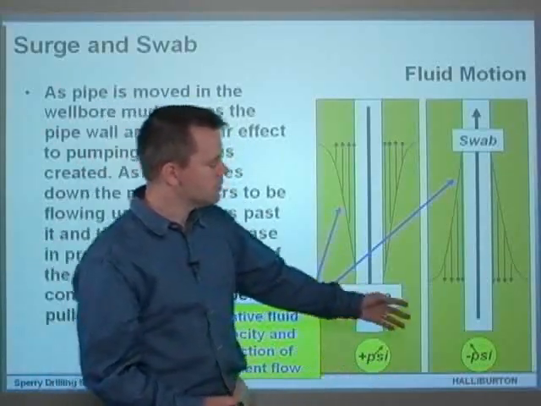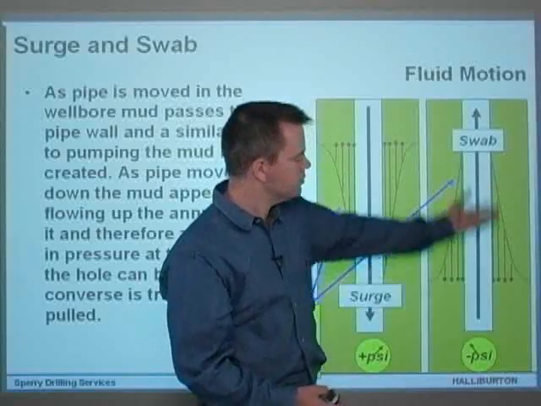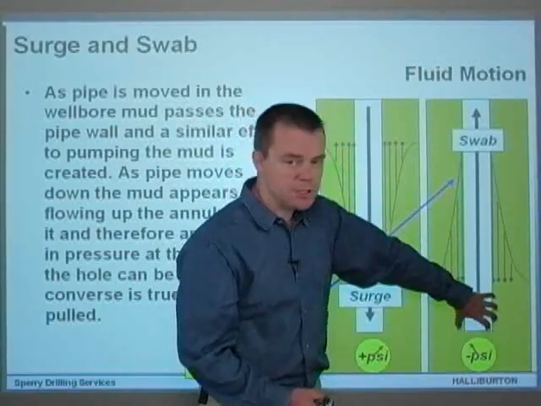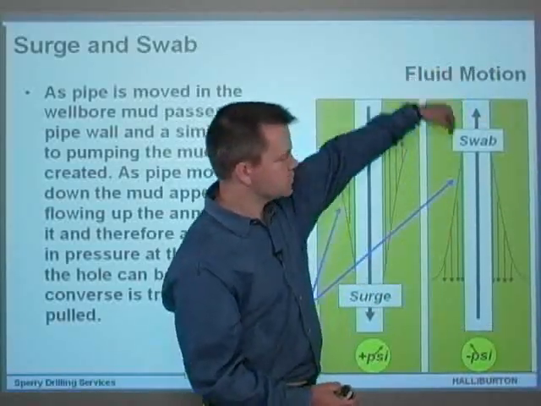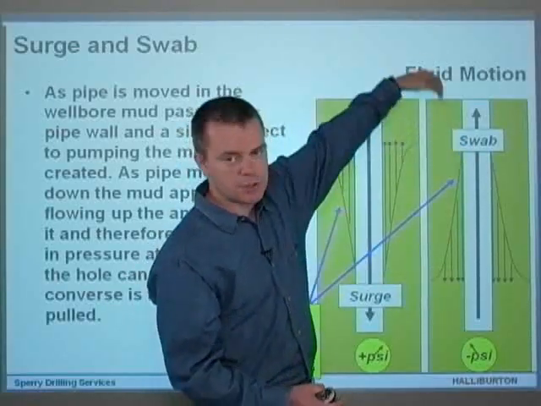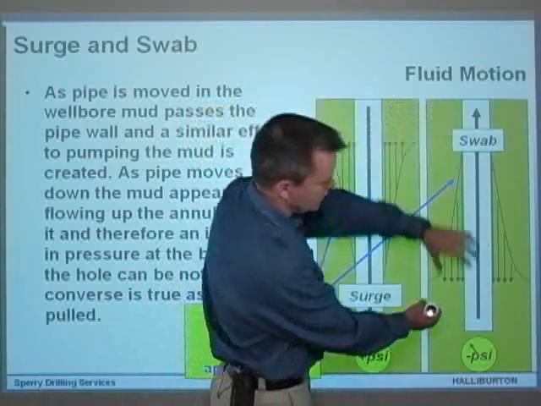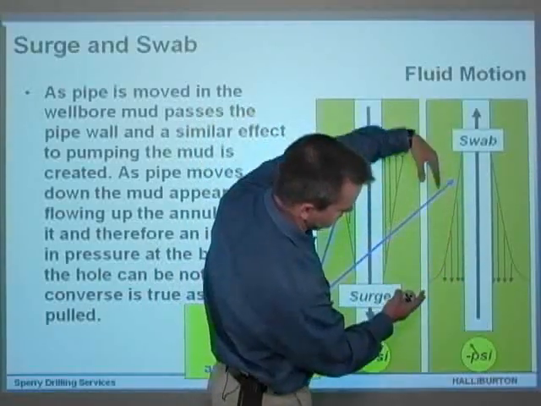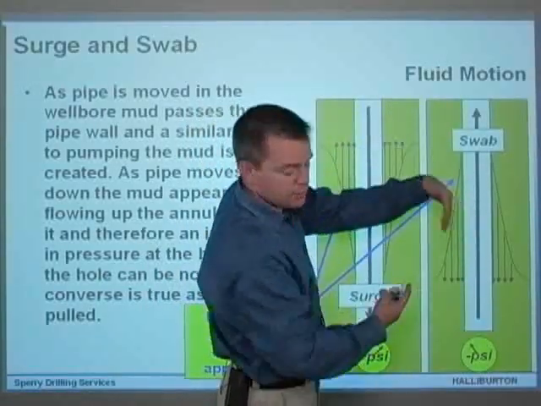The opposite's true when you're swabbing. Basically, you're pulling out of the hole, the steel's being removed, so mud has to go into the wellbore, or basically come down the wellbore. It's not just coming in at the top to replace it. As you pull this volume out, the mud's actually flowing in underneath the pipe, trying to replace it.